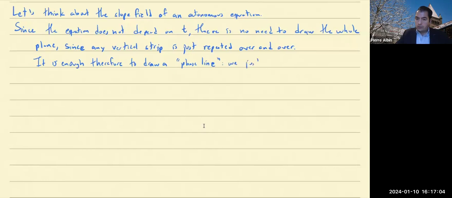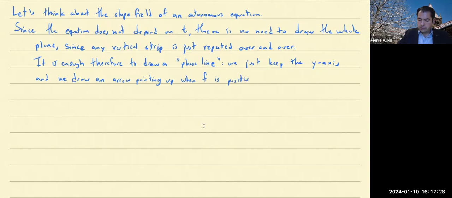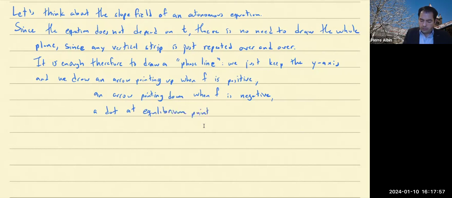Right? We just keep, say, the y-axis and we draw an arrow pointing up when f is positive, an arrow pointing down when f is negative, and a dot at equilibrium points, right, which are points where f equals 0.